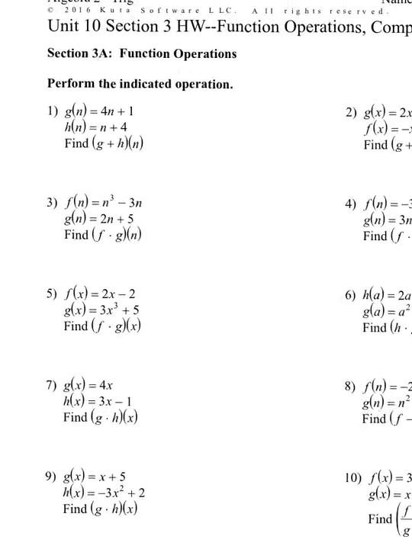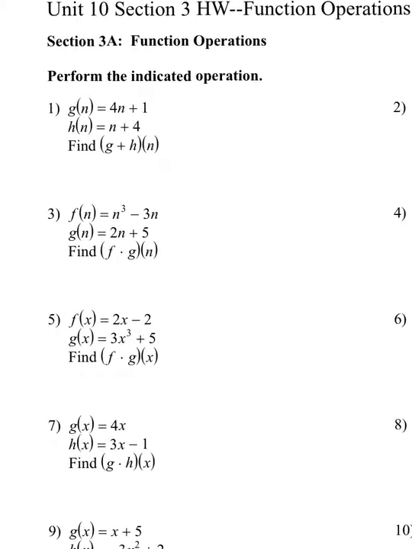So let's actually focus in on number 1. And notice number 1, you've got to understand the notation. We're given function g of n is equal to 4n plus 1, and h of n is equal to n plus 4. And we want to find g plus h of n. That means I'm going to take g of n and add function h of n.